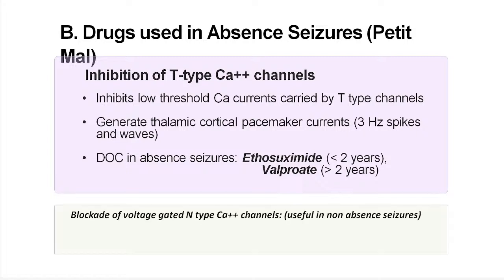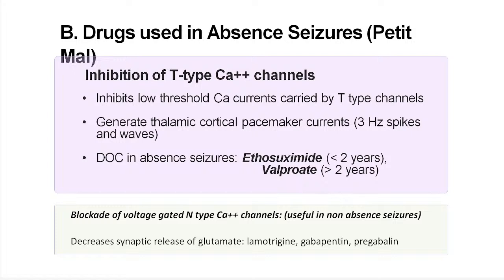Okay. Now this blockade of calcium channels could also be on N-type calcium channels. So L-type we have CCBs, calcium channel blockers, the core CCBs. Then you have T-type blockers like ethosuximide, valproate. Then there are also some drugs which are blockers of N-type calcium channels.